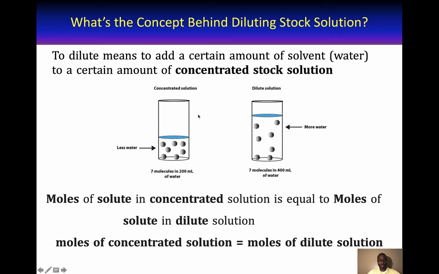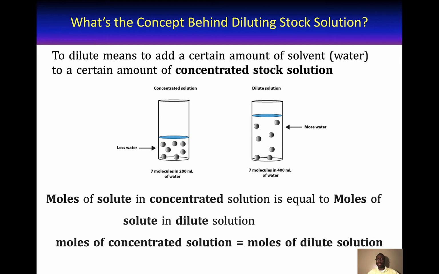In that case, the water level rose to a new level. So in this case, we have 400 ml of water in here. But I want you to pay attention to the number of molecules we have in here. In the concentrated solution, we had 7 molecules in 200 ml of water. Now in the dilute solution, we still have how many molecules? 7 molecules in 400 ml of water. So if you compare the concentrated solution to the dilute solution, the only thing that has changed between the two solutions is the amount of water. To dilute just means you add a certain amount of your solvent to a higher concentration solution.